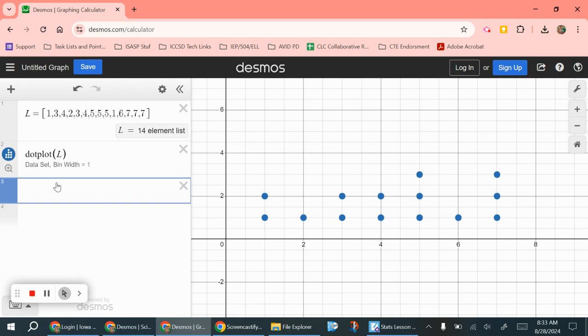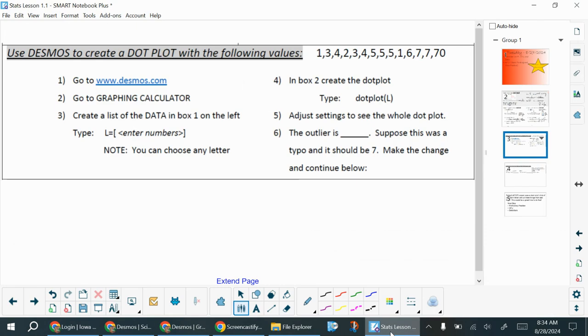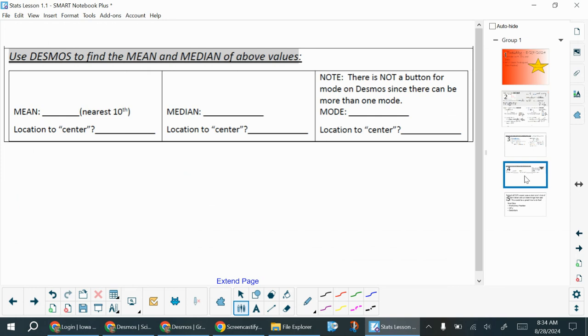Desmos has 2 of those built right in. So if I want the mean of a list of numbers, I can just type mean of L. And there's my mean. If I want to round that to the nearest tenth, remember 2 is my tenths spot. The 8, which is the next number, is going to tell me to round that 2 up to a 3. And so we're going to write for that mean 4.3. There we go. So our mean to the nearest tenth is 4.3. And I would just go ahead and write how to do that on your paper here. We typed in mean of L.